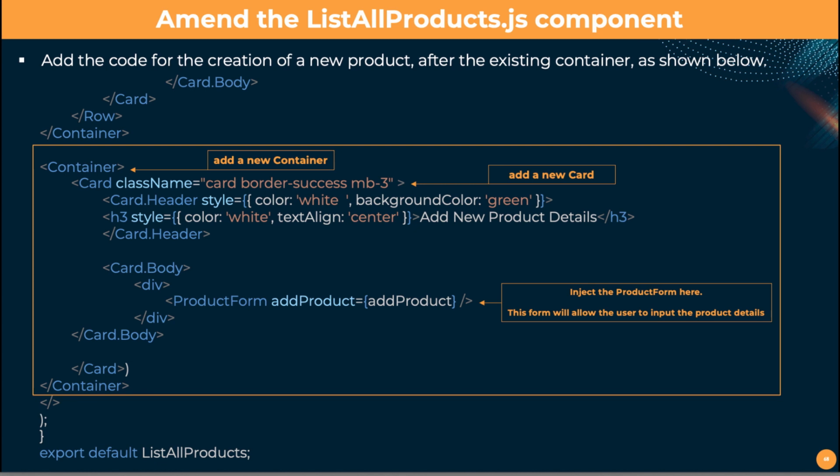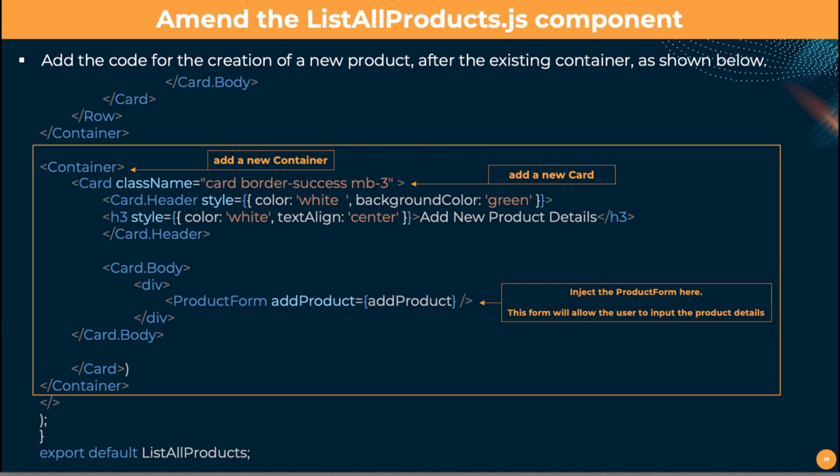So we're going to add another container, and this container is going to be the container which has in its body the product form, and we use the add product method. So injecting the product form into this list all products.